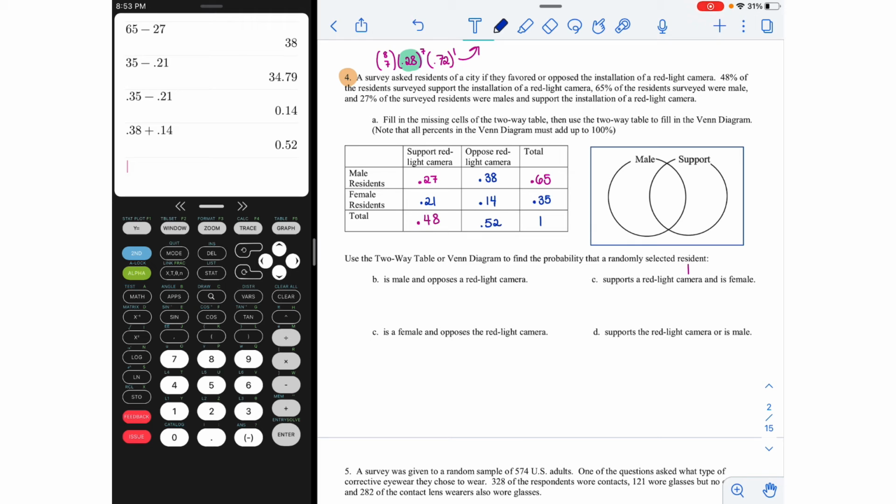How can I represent this on my Venn diagram? Come here, buddy. It's okay.